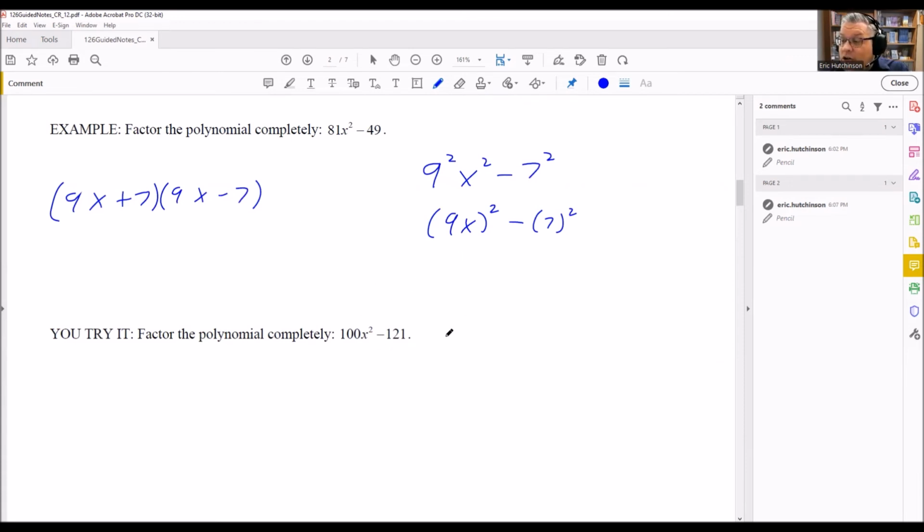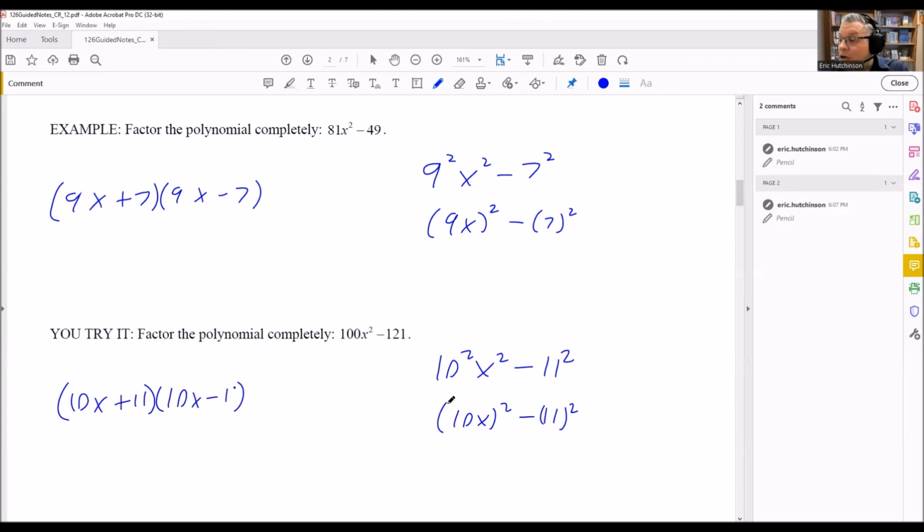And then this last one down here, we're going to do the same way. The 100 can be written as 10 squared, and then we have x squared there. The 121 can be written as 11 squared. Then we can rewrite this as 10x quantity squared, and then minus 11 by itself we have squared, which means if we do the difference of squares formula, that's going to be 10x plus 11, 10x minus 11, because 11 is the only thing we have inside here. And so that would be fully factored.